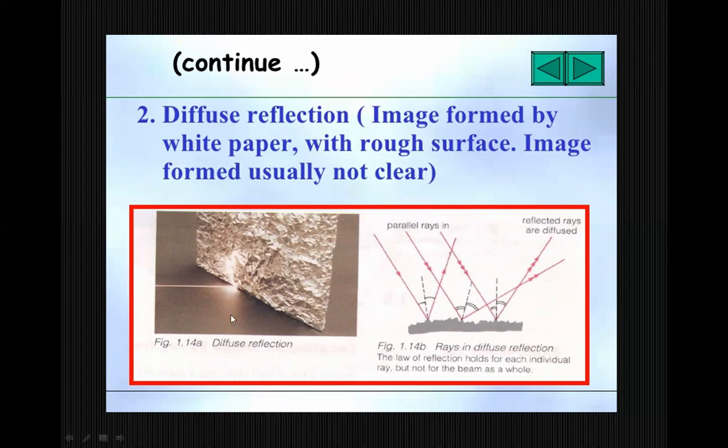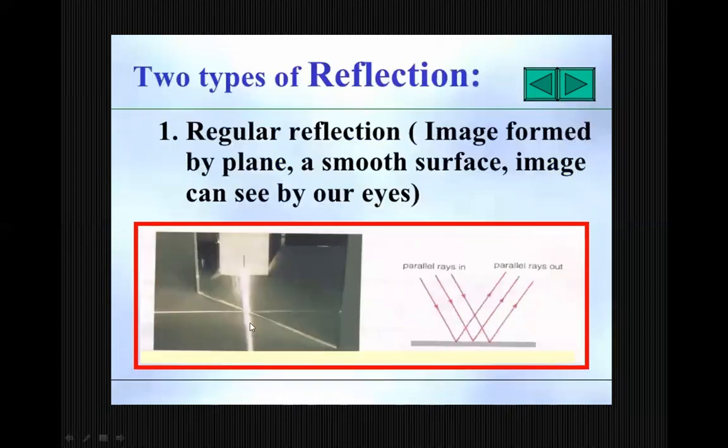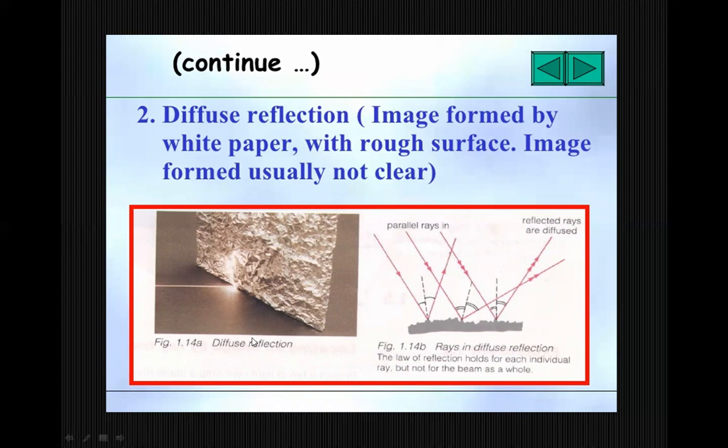So with a rough surface, there is no reflected ray here, as we have seen in this one. There's a reflected ray. There is no reflected ray. Okay, is the diagram clear to all of you? So this is the case of diffuse reflection, when the rays are going to spread.